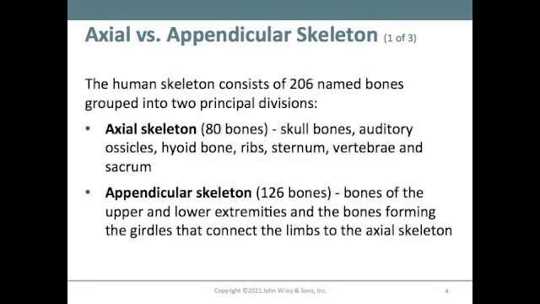The human skeleton consists of 206 named bones grouped in two principal divisions. The axial skeleton includes the skull bones, auditory ossicles, hyoid bone, ribs, sternum, vertebrae, and sacrum. The appendicular skeleton includes 126 bones, bones of the upper and lower extremities, and the bones forming the girdles that connect the limbs to the axial skeleton.